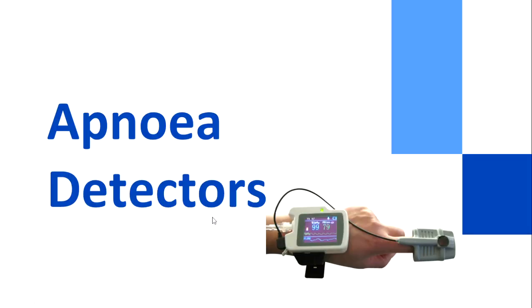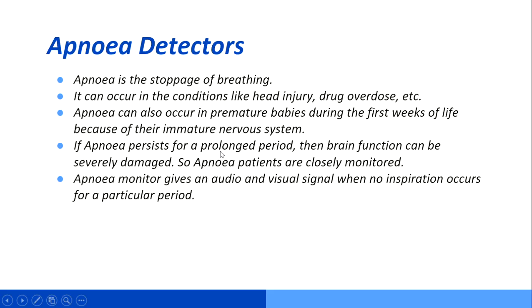The next thing is apnea detectors. Apnea is nothing but the stoppage of breathing. It occurs in conditions like head injury, drug overdose, etc. It can also occur in premature babies. If it persists for a prolonged period, brain function can be severely damaged. So apnea patients are closely monitored. The detector gives an audio and video signal when no inspiration occurs for a particular period.